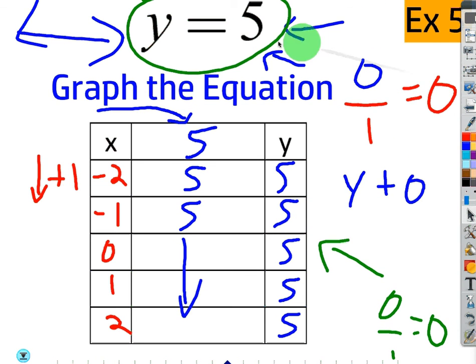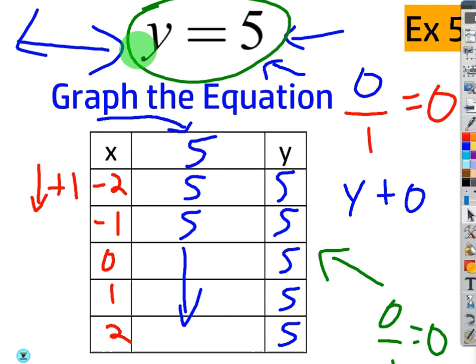All right, any other questions about this? Because we're going to be doing a lot of graphing in the next 2 or 3 weeks. Something happened to that chart there.